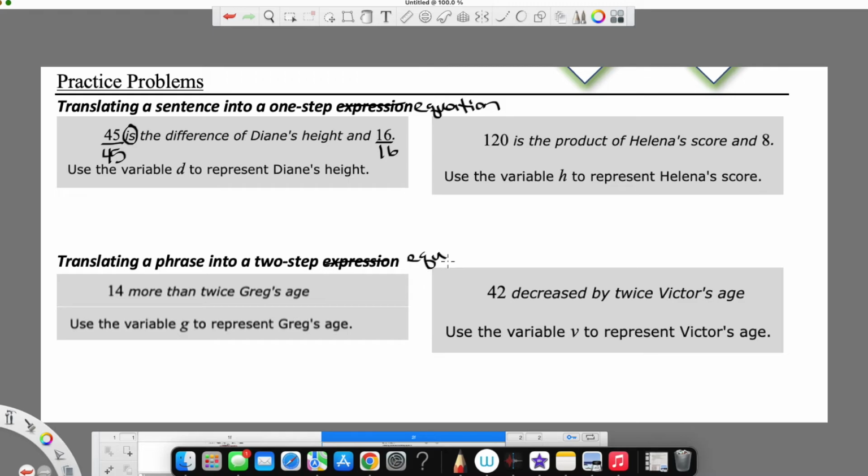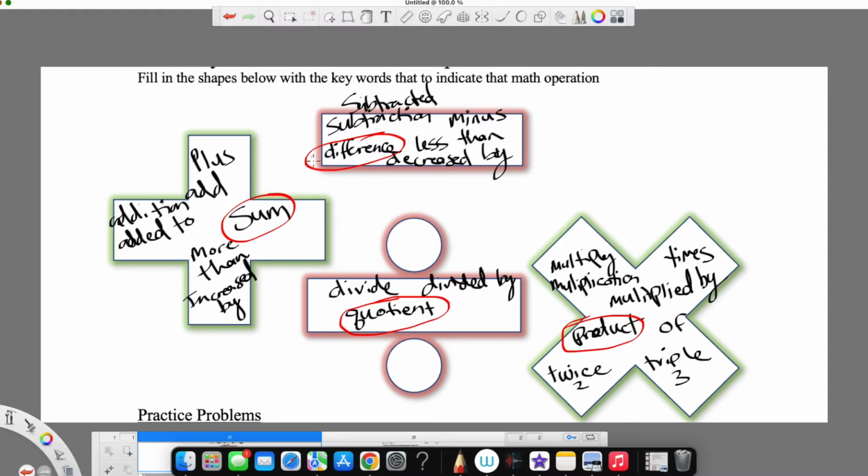Oh, those are expressions though. So that one's okay. But because I see the word "is", this is not an expression. This is an equation. I have two sides of an equation. I have an equal sign. So "is" means equals. So I have my 45, I have my equals, and I know I'm going to do something with 16. So "difference of", remember, if we go back to that page, that was one of the ones I circled in red, because it's a very common one.